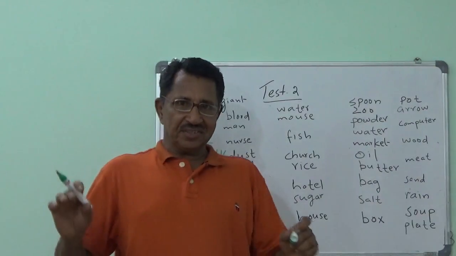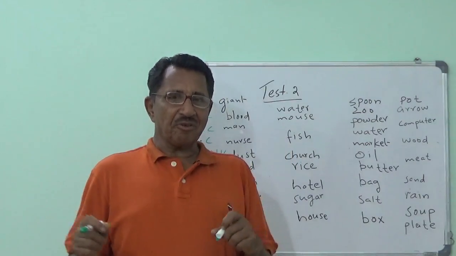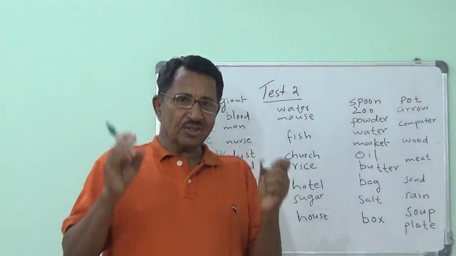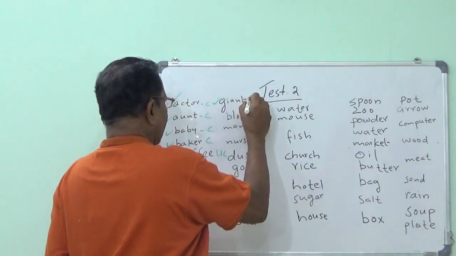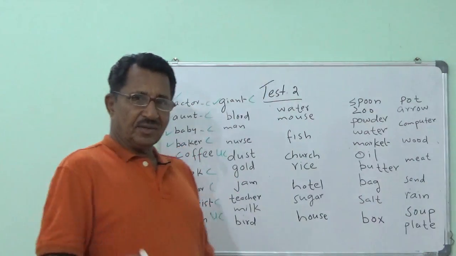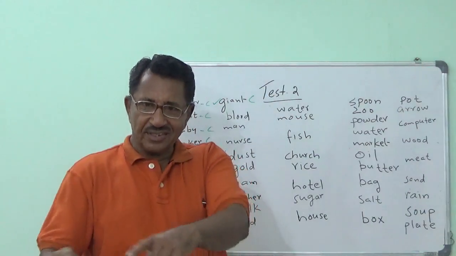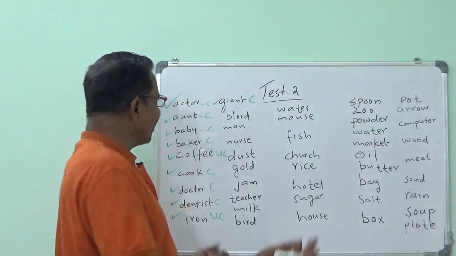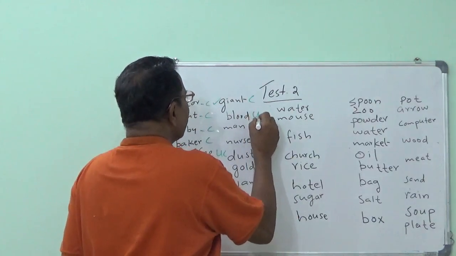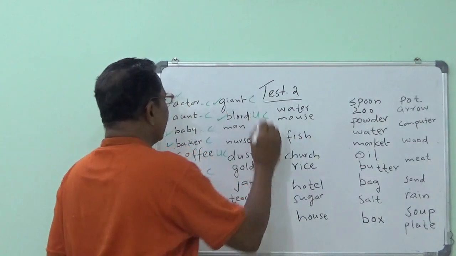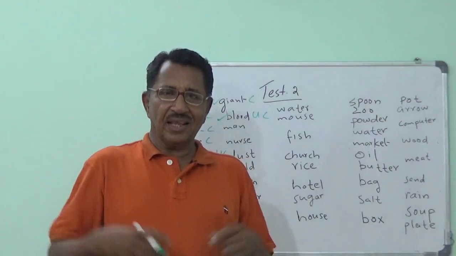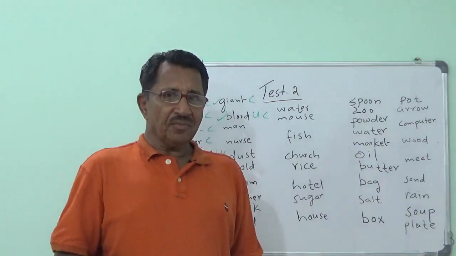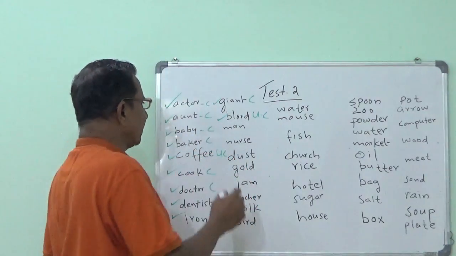Giant. You can count, isn't it? Jack the giant killer. We have heard that name in the story, no? So that is giant. You can count, and therefore countable. Blood. What do you say? Can you count one blood, two blood, three blood? Not possible. And therefore we have got a UC, you put UC. UC means uncountable. Man, you can count. If you go outside, you find many men. You know what is the plural of man? Men, that is a special plural.